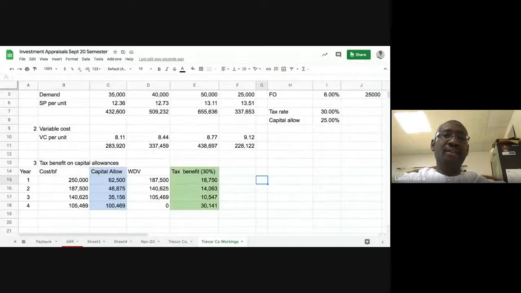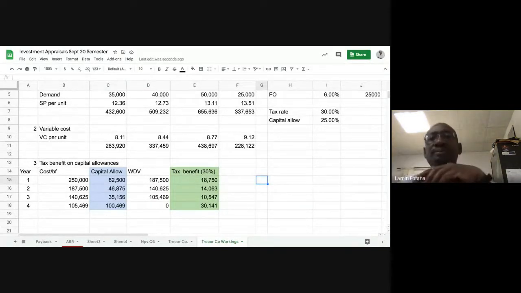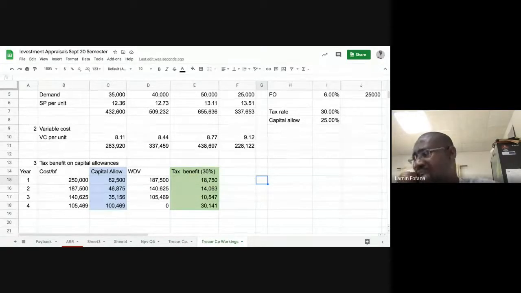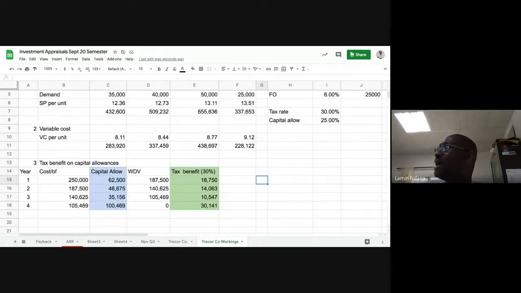Because if we had calculated depreciation, we would have got a tax benefit on it. Can someone tell me why the taxman is doing this? Please, I need a brilliant question, so I need a brilliant answer. Why is the taxman disallowing notional costs and instead giving capital allowances? Why is the taxman doing that?